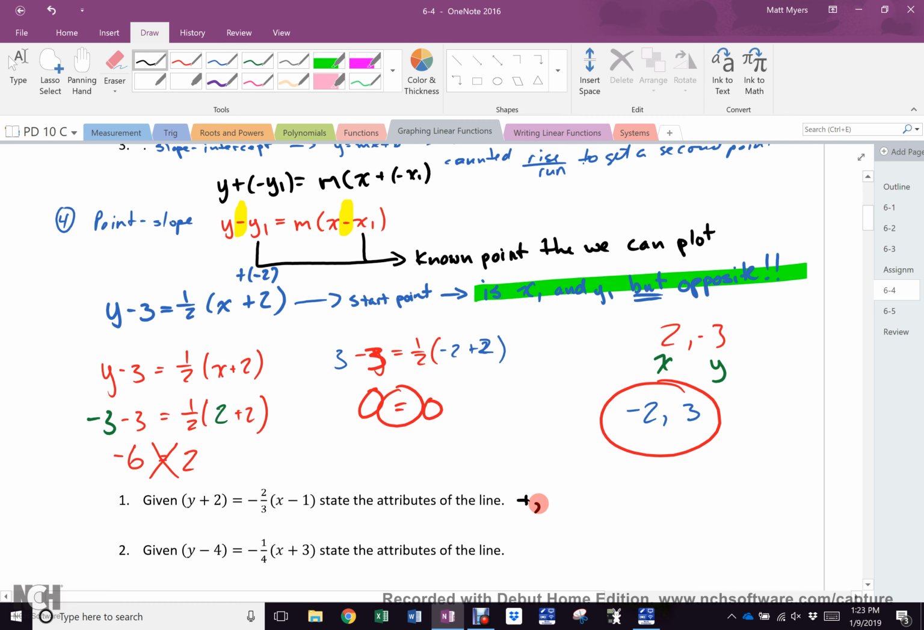Positive 1. Oh, I don't need to write positive, duh. 1, negative 2. That's our starting point. And then what? Plug it in, put it in. No. We just want the attributes of the line. What does attributes mean? I'll give you an example.